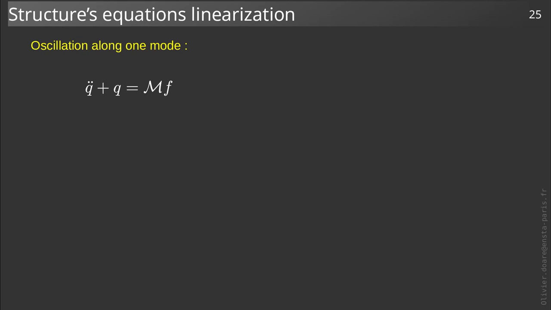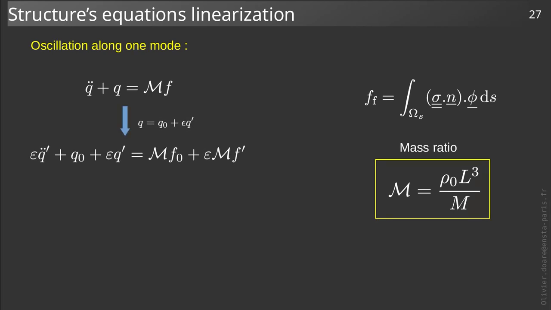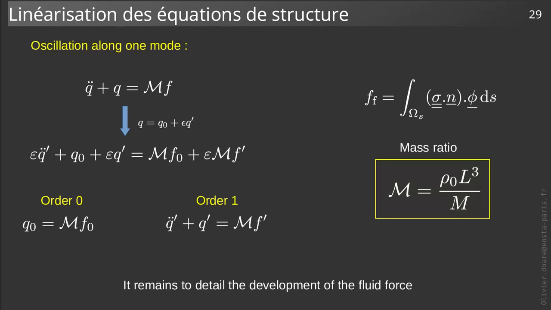Now that the fluid has been treated, let's look at the solid side. To simplify the analysis, we have previously expressed the dynamics in terms of a single eigenmode problem. On the right side appears the product of the fluid modal force and the mass ratio. By introducing Q equal Q0 plus epsilon Q' and separating the order 0 and 1, we obtain an equation that determines the equilibrium position of the oscillator under static forces and the dynamic equation. It remains to linearize the fluid force.